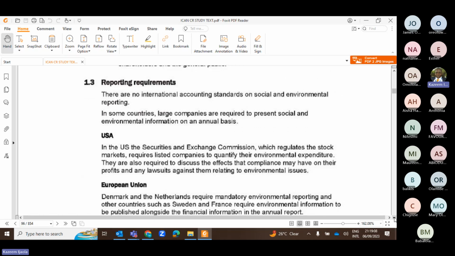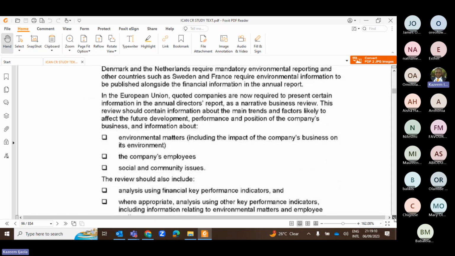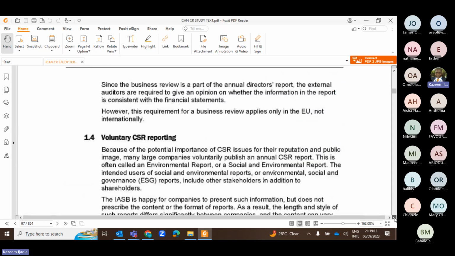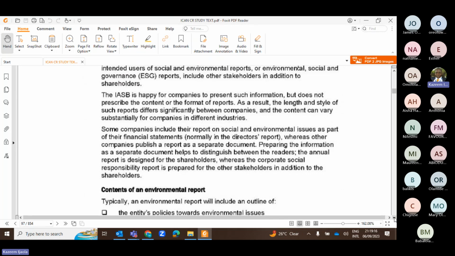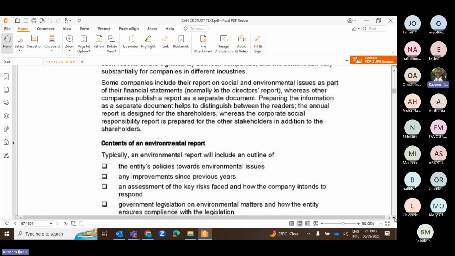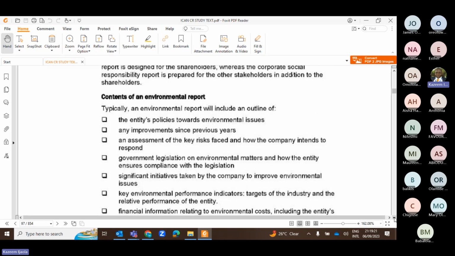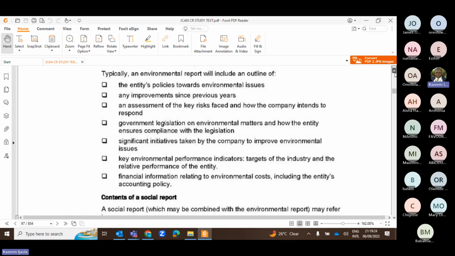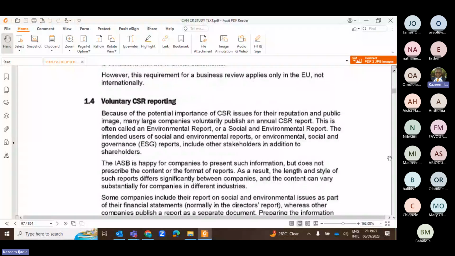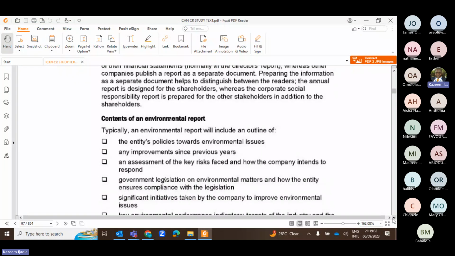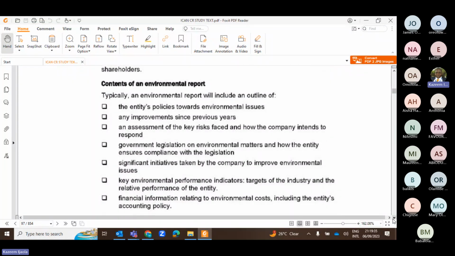So the reporting requirement now, as per the Companies and Allied Matters Act: if you do any CSR, you are expected to report it in your financial statement. For example, that in so-and-so year, this company donated a sum of so much for charity work. So any amount you spent on CSR, or any CSR that you do during the year, you are expected to report it in your financial statements as part of your director's report.